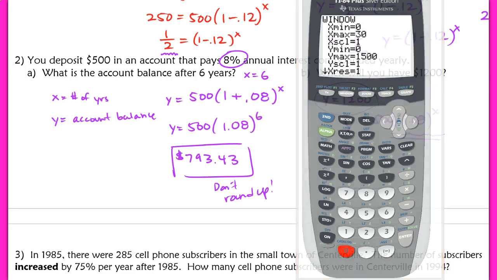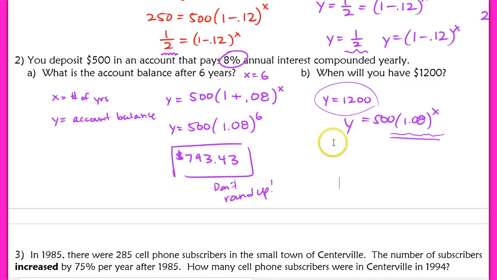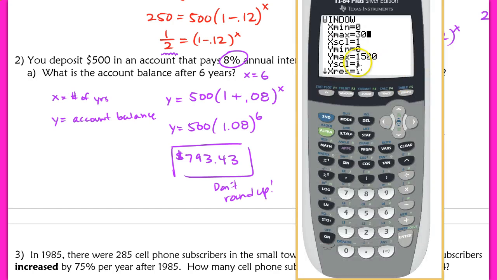okay? And it does make sense that it would occur after 6 years, because after 6 years you only have $793, and we need to get to 1200, okay? So for my y max, I'm only putting 1500 in here because I need to get to a y of 1200. So this should be a pretty decent window for myself. So let's take a look. We should see that curve. Oh, and there it is.